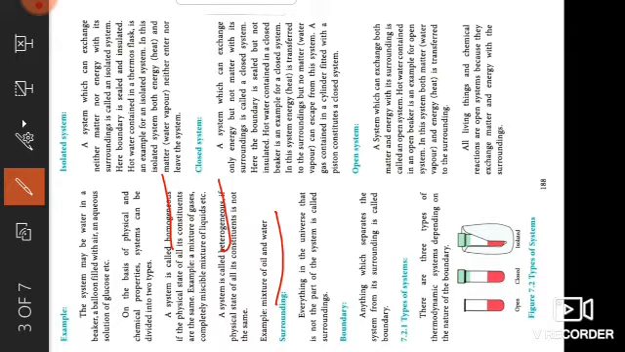Next, what is meant by boundary? Anything which separates the system from its surroundings is called boundary. What is meant by boundary? It separates the system from the surroundings. So what lies between the system and the surroundings, that is called the boundary. So next one is the types of system.